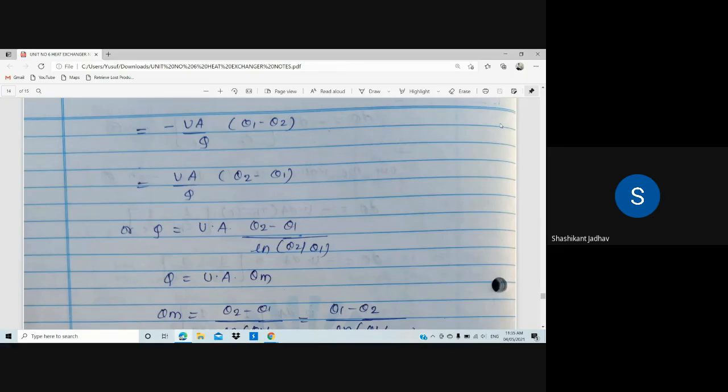So what is the equation for Q? Q is equal to U into A into theta 2 minus theta 1 divided by ln of theta 2 upon theta 1.